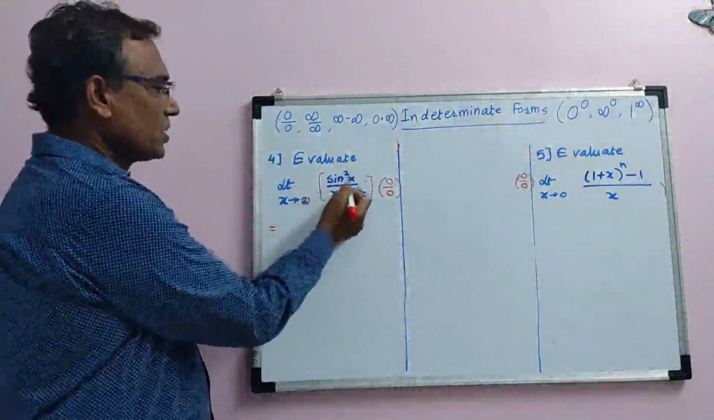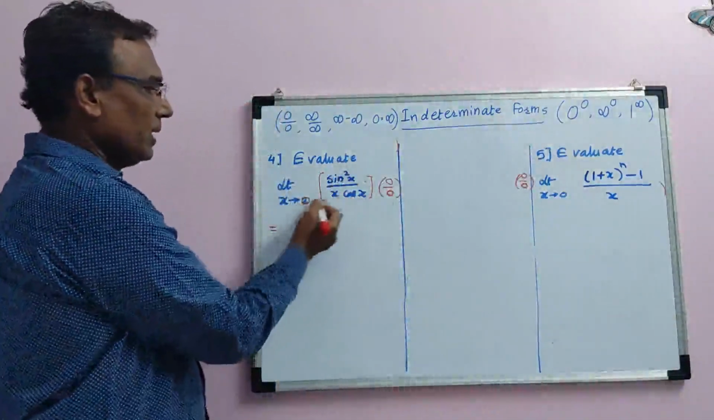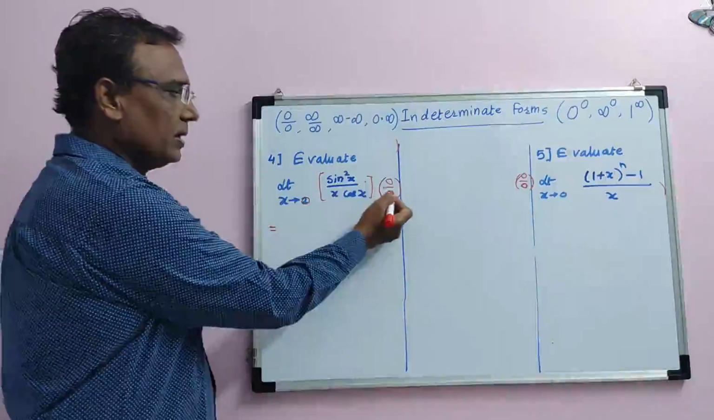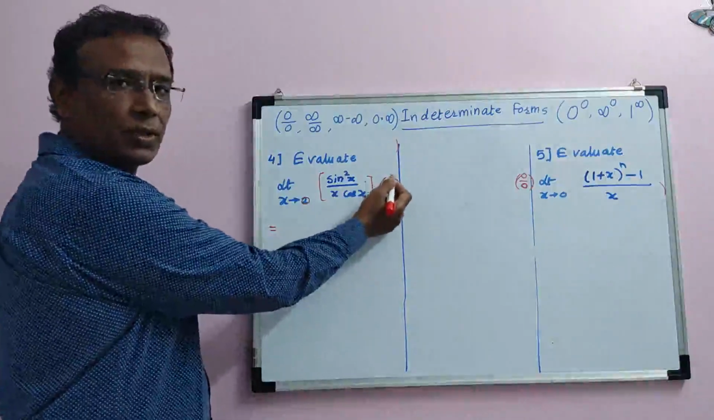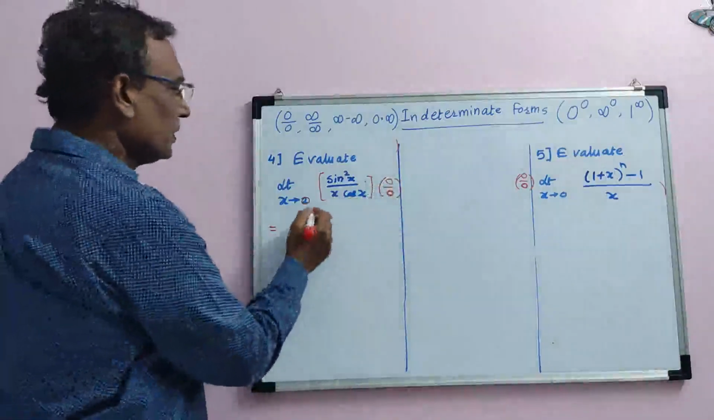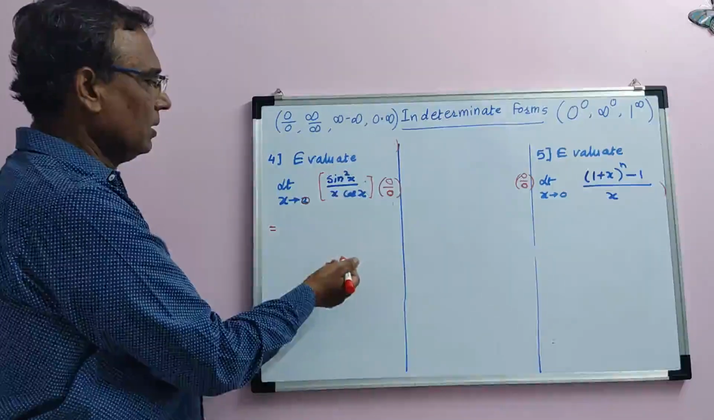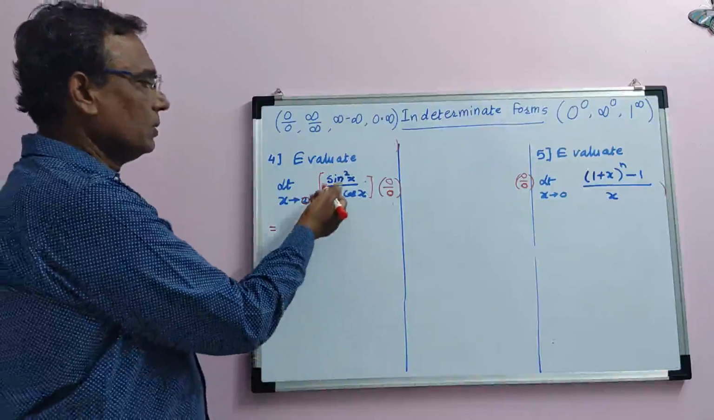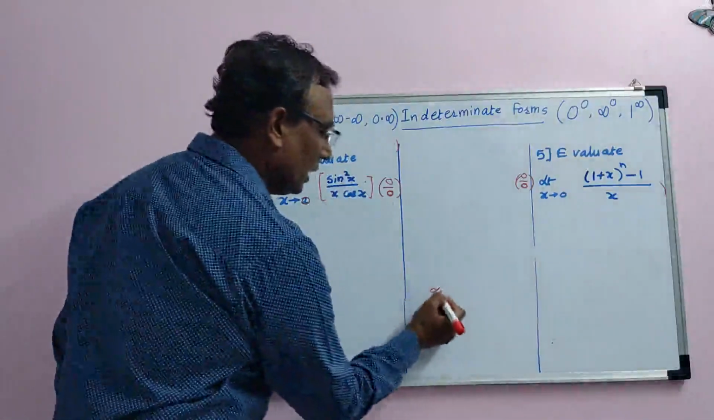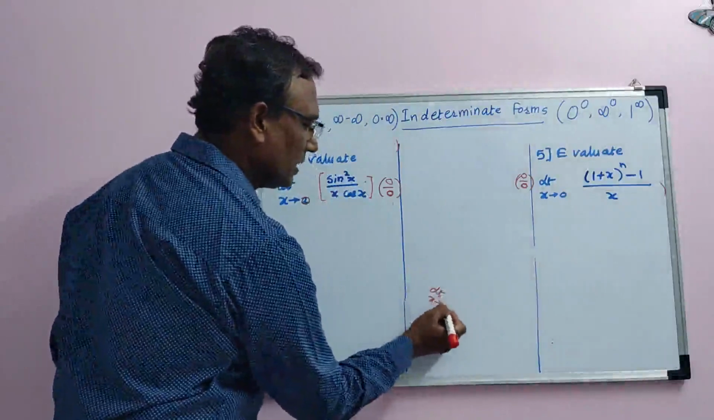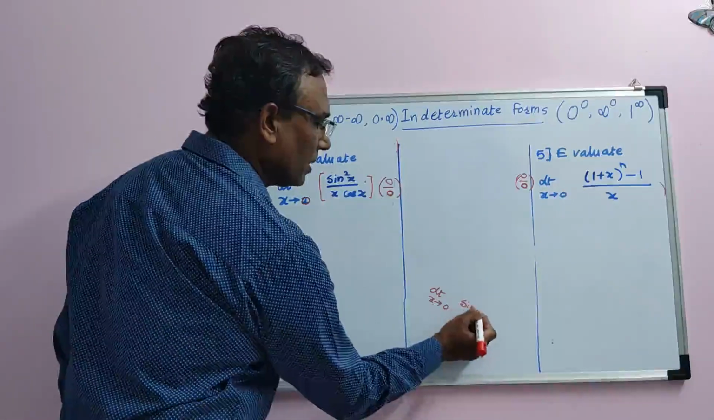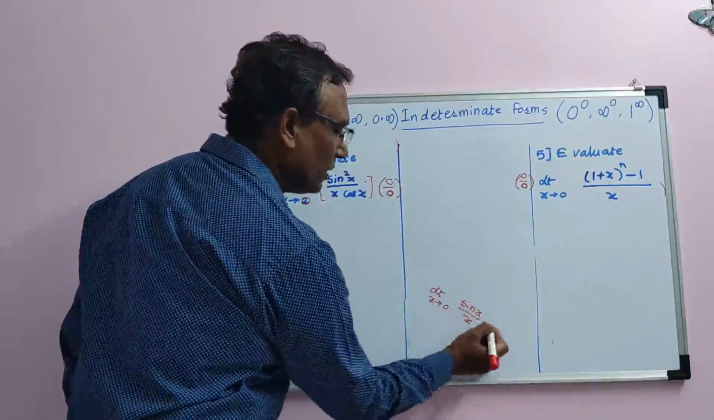Limit x tends to 0, sin square x by x cos x. If you put x equal to 0, the numerator is 0 and the denominator is also 0 for x equal to 0. It is very clear. So you can directly apply L'Hospital rule, or you can use this formula and simplify it, because limit of sin x by x equals 1.